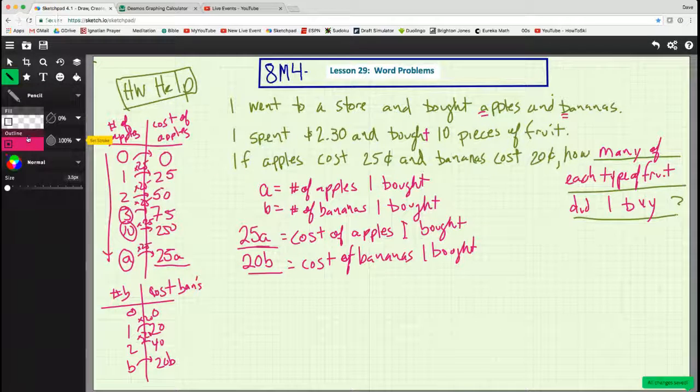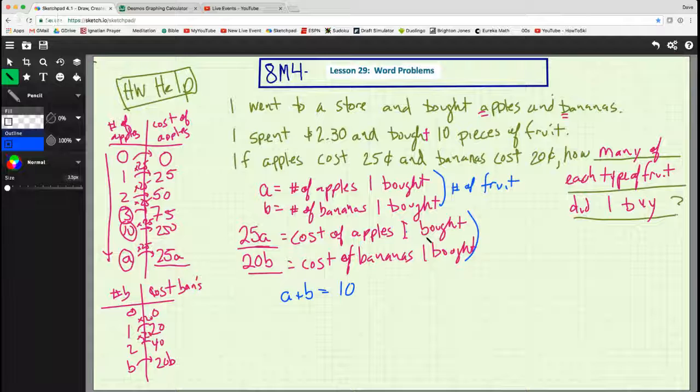Now we're ready to solve the problem, and I'm just going to switch to blue here so that this is our setup. Now we're going to start to write the equations. So I bought 10 pieces of fruit. So the number of apples I bought and the number of bananas I bought needs to equal 10. So we write A plus B equals 10. The number of apples plus the number of bananas is the number of fruit.